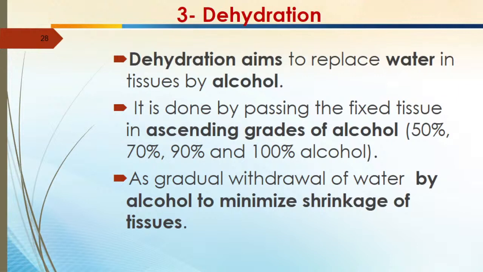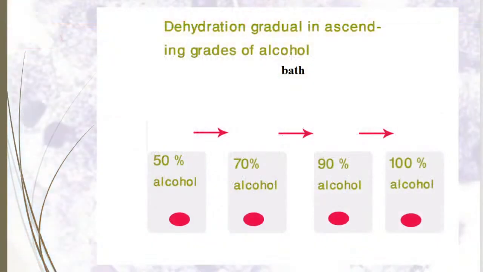Next is dehydration, used to replace water in the tissue with alcohol. It's done by passing the fixed tissue through ascending grades of alcohol, 50 degree, 70, 90, 100, gradually withdrawing the water by alcohol to minimize shrinkage of the tissue. For example, gradual dehydration is ascending grades of alcohol baths, 50, 70, 90, 100.